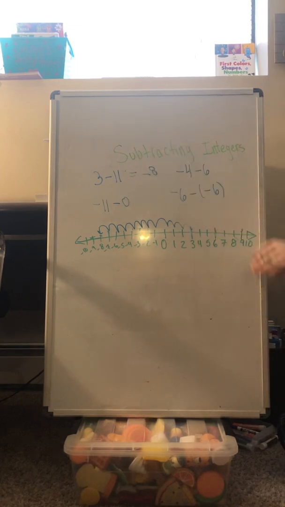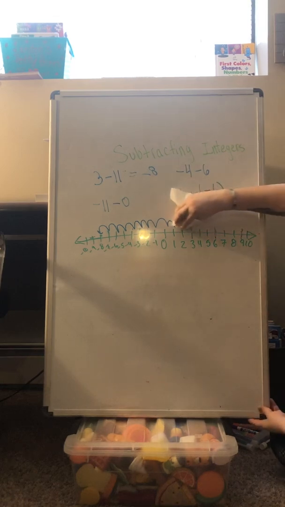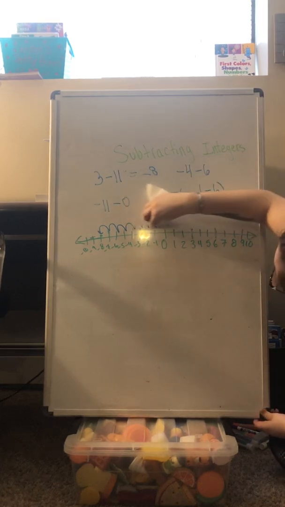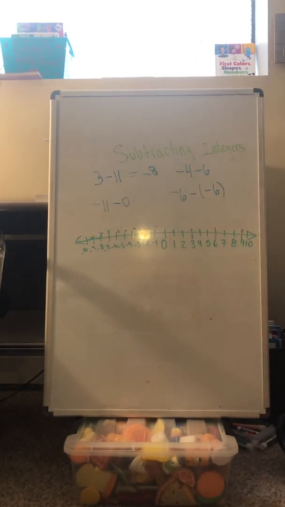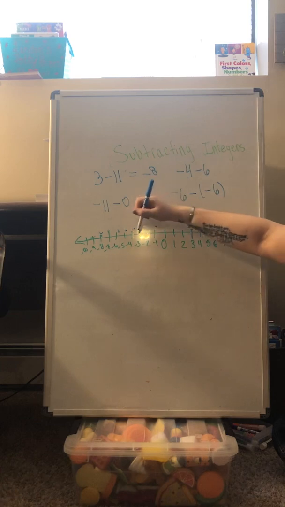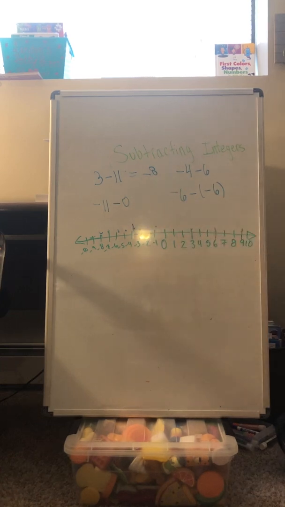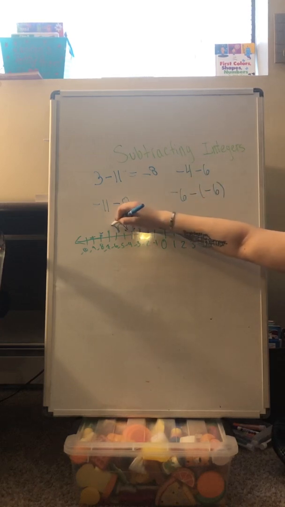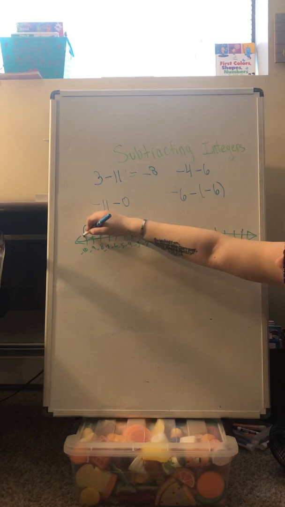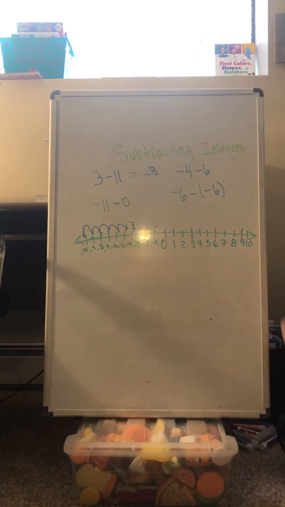Our next example is negative 4 take away 6. Let's just erase our previous work. Think about your starting point, negative 4. You're still taking away 6, so you're decreasing, going to the left 6. 1, 2, 3, 4, 5, 6. Your endpoint is negative 10. So negative 4 minus 6 is negative 10.